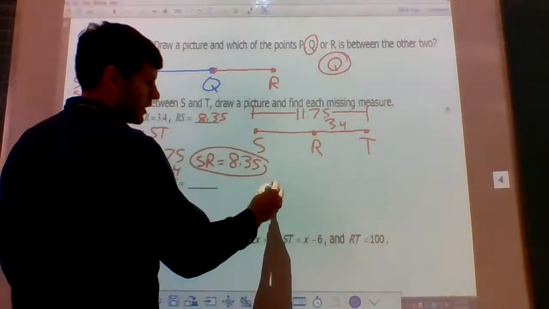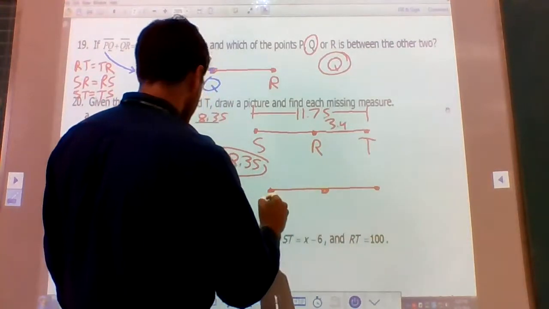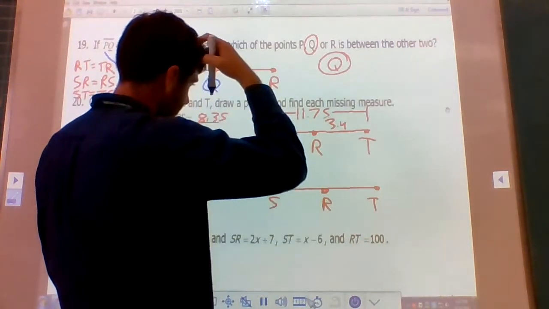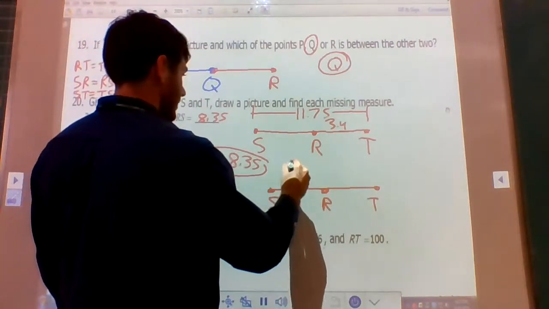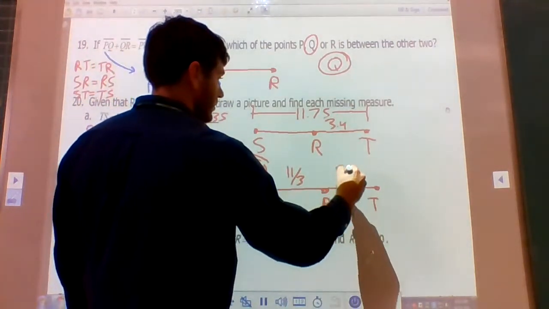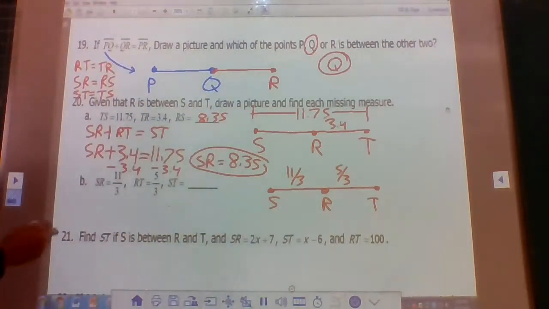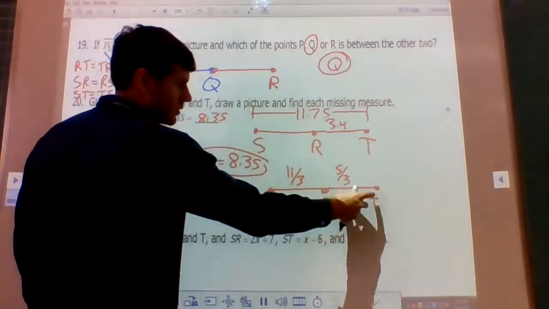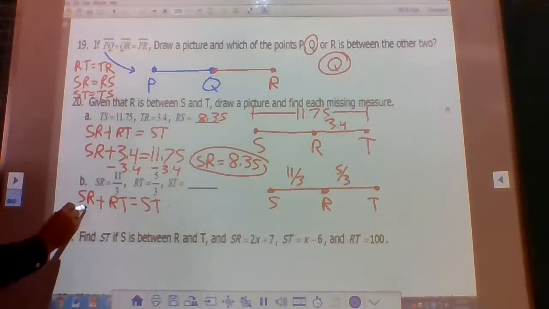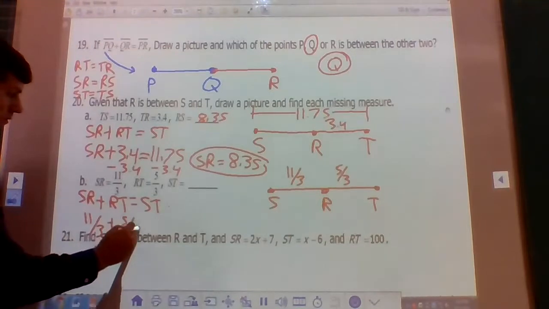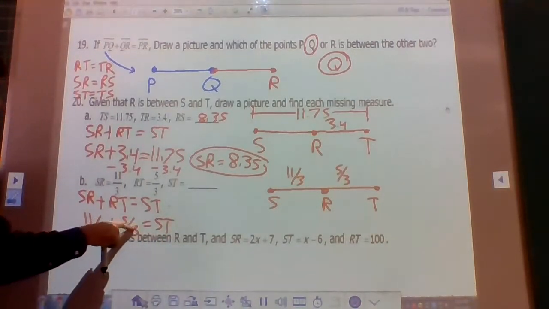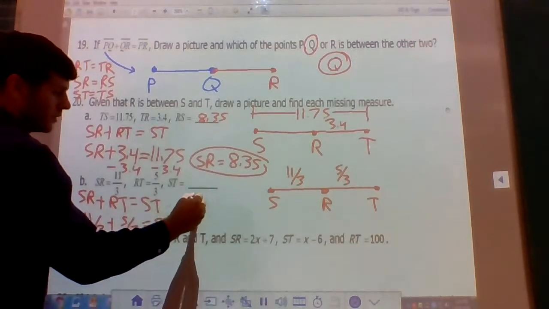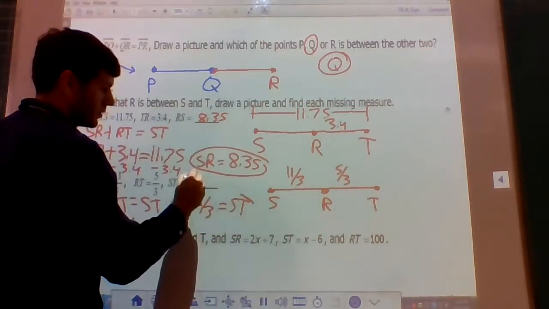Same thing down here. Okay, this time we're going to use fractions. Same thing, SRT. So we have 11/3, 5/3, and we want to know the whole thing. So SR plus RT equals ST. So again, the first piece SR plus the second piece RT equals ST. So that's going to be 11/3 plus 5/3 equals ST. The denominator is the same, so we can just add them. So 11 plus 5 is 16. So that's going to be 16/3 equals ST.